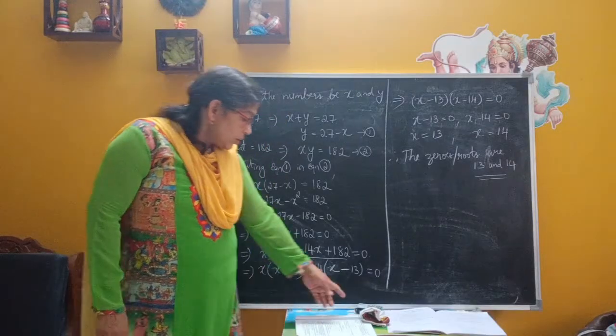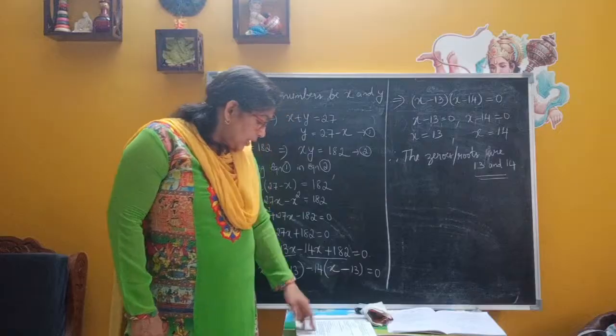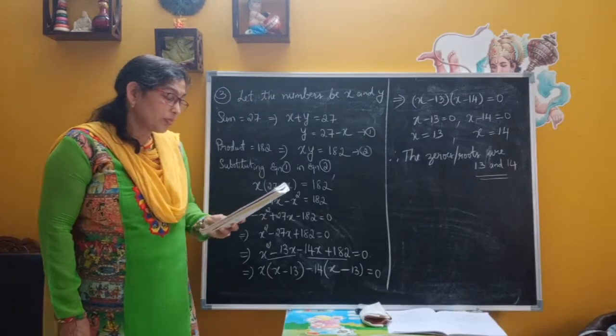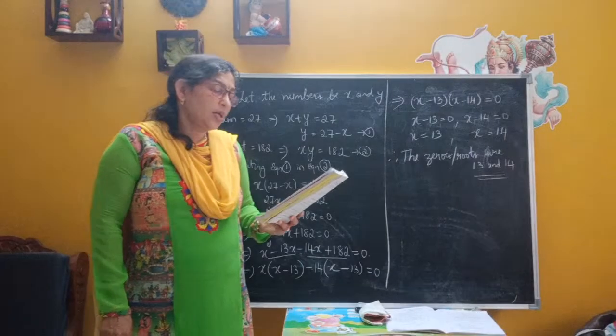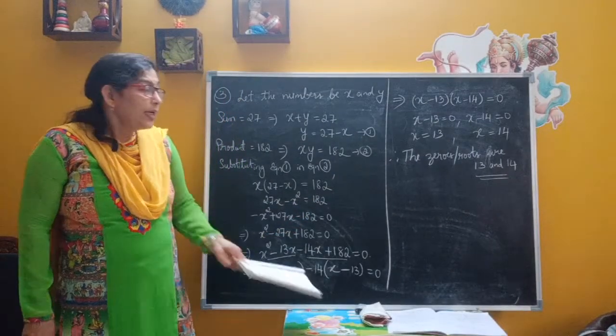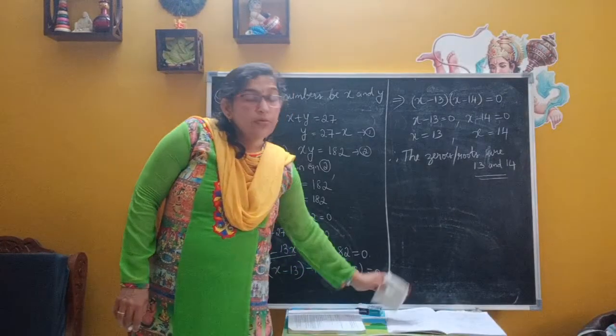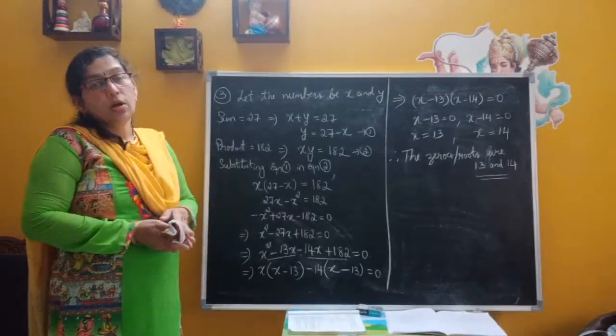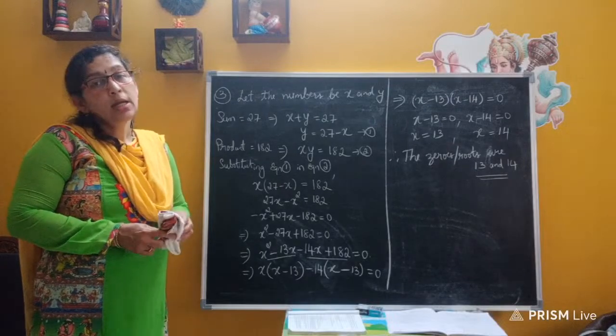Okay, the altitude of a right triangle is 7 cm less than its base. Altitude and height. If the hypotenuse is 13 cm, find the other two sides. Okay, in a right angle triangle we will have three elements: one is the base, the height or altitude, and the hypotenuse.